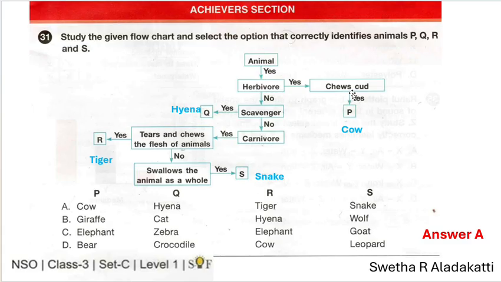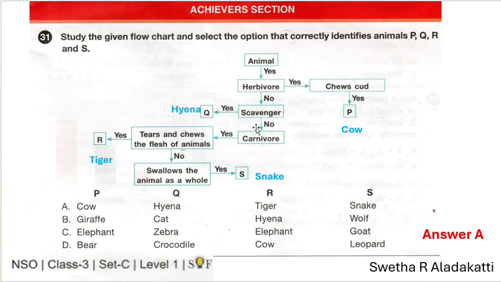Herbivore chews and cuts, P. Out of the given options: cow, giraffe, elephant, bear. Bear is an omnivore; elephant, giraffe, and cow are herbivores, but the one which chews and cuts is the cow. Okay, cow chews the food.